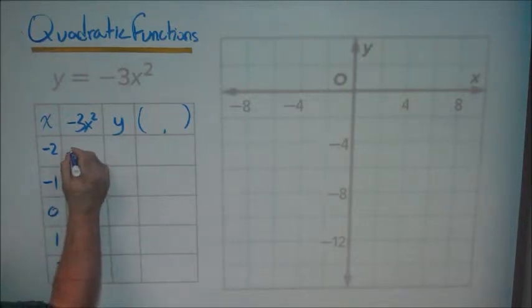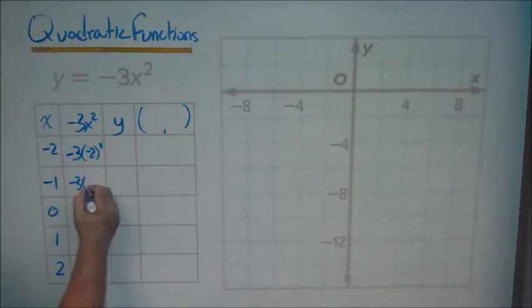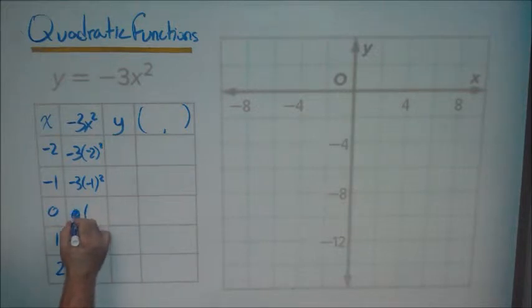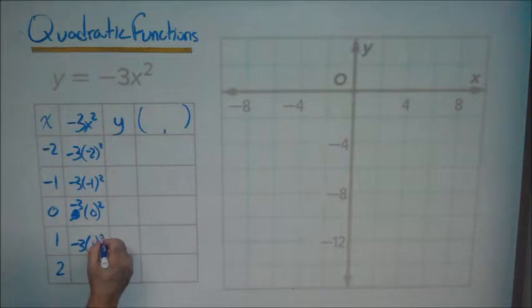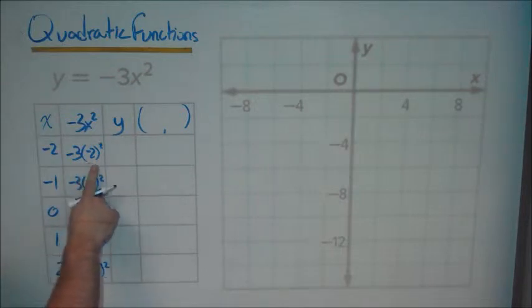And then let's set up a rule. So negative 3 times negative 2 squared. Negative 3 times negative 1 squared. Negative 3 times 0 squared. Negative 3 times 1 squared. Negative 3 times 2 squared. Negative 2 squared is 4.